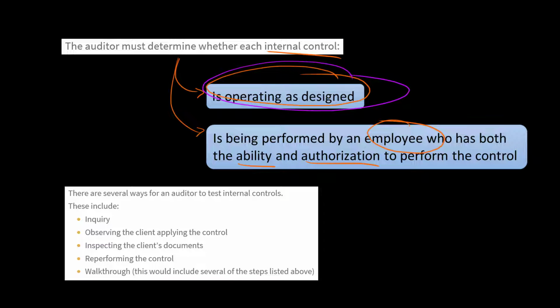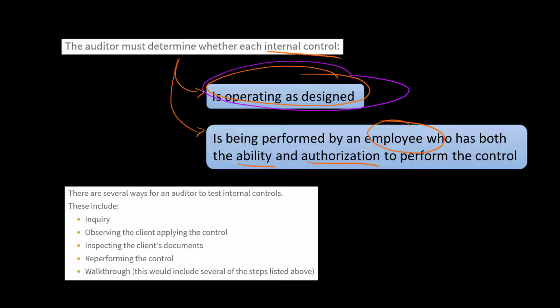Now, how would the auditor specifically go about testing the internal controls? What kind of methods do they have at their disposal? Well, they can inquire of the company's personnel to talk to them about how the internal controls work, but they could also observe the client actually applying the control. They could actually go and watch employees of the client go through the different steps of performing the internal control.